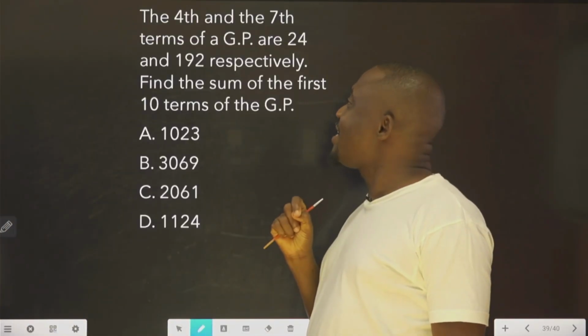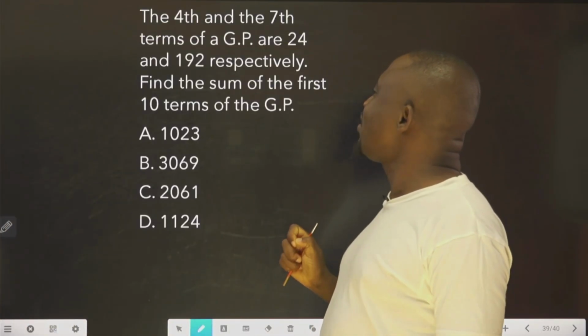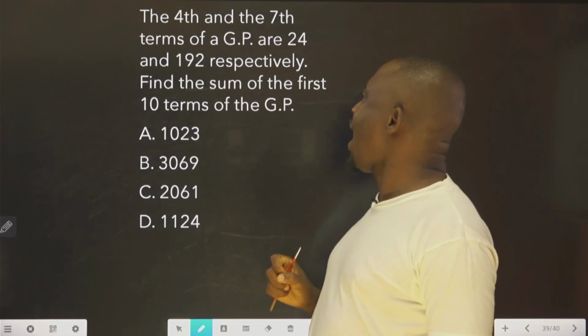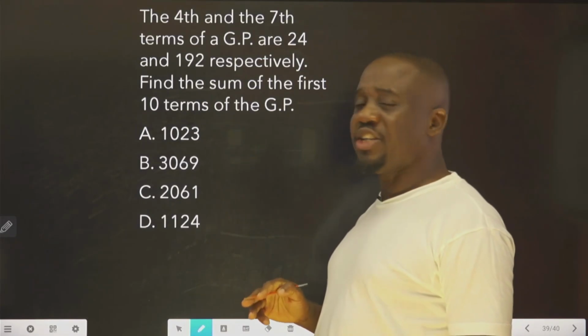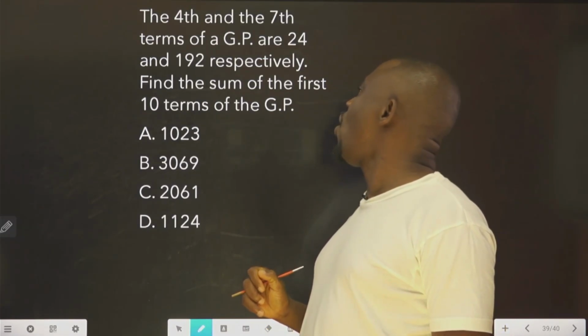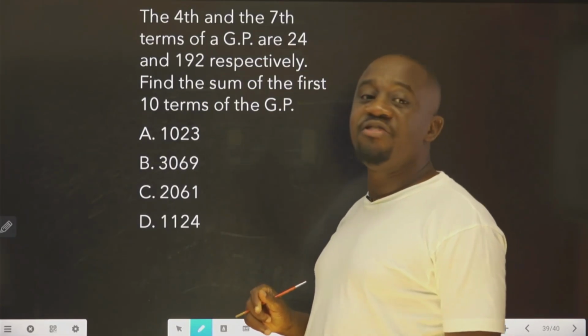Let's look at this. It says the fourth and the seventh terms of a GP are 24 and 192 respectively. That is what? Geometric progression. Find the sum of the first 10 terms of the GP.